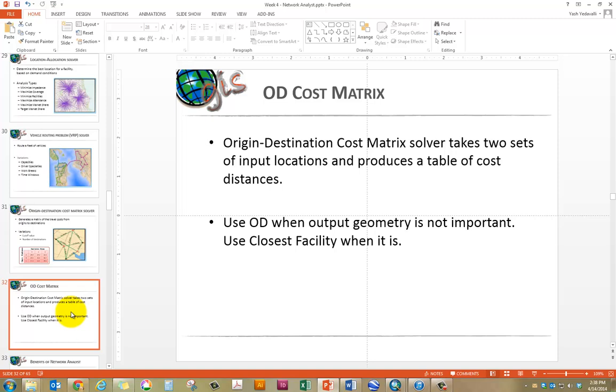It takes a set of 2 inputs, one is origins and one is destinations, and then produces a table of cost of distances. So when using OD, it has to be a specific case. Geometry is not important for you. If you are trying to find the closest facility, then you have to use the closest facility router. But if you are using origin destination matrix, just remember that output geometry does not matter because it's going to calculate it based on the Euclidean distances most of the time.